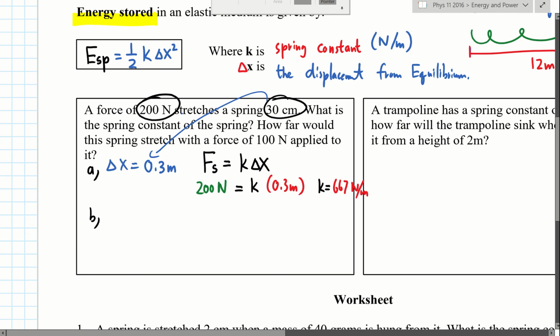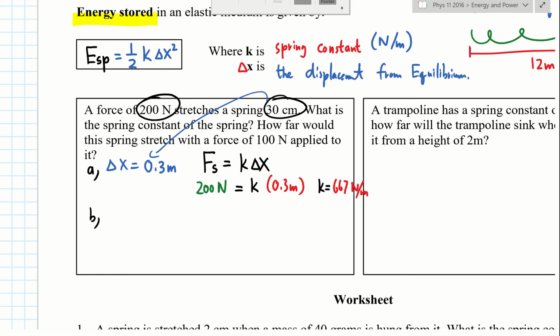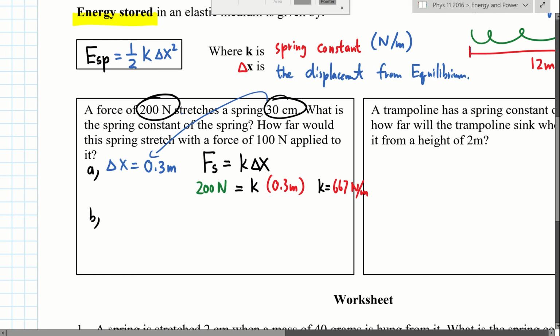So how far would this spring stretch with a force of 100 Newton? So now we're looking for how far it will stretch, which is delta x. With a 100 Newton force, the force equals k delta x. Now we do have k, which is something that we just discovered, 667 Newton per meter. And what we're actually looking for is delta x. So we use the same spring and put a force of 100 Newtons on it.